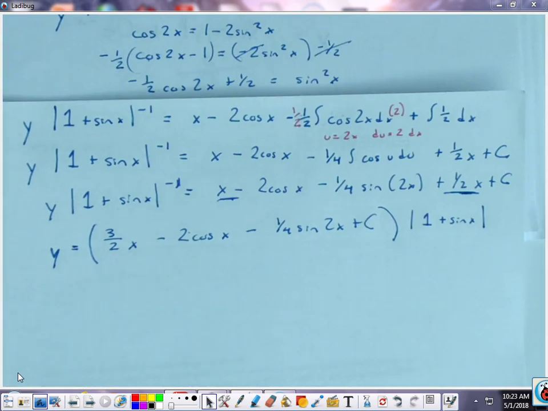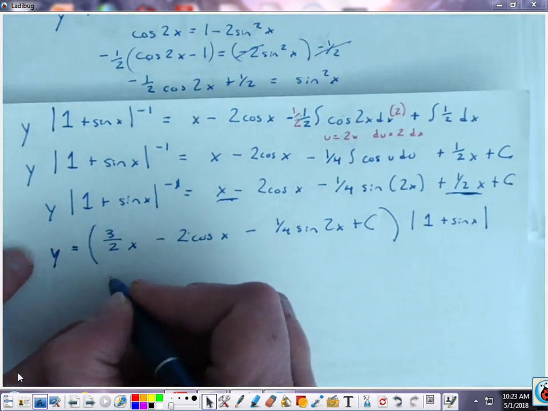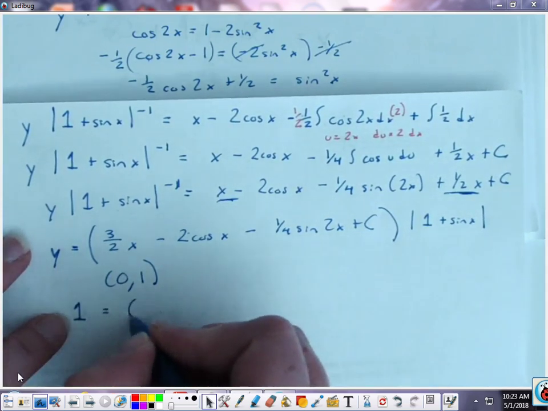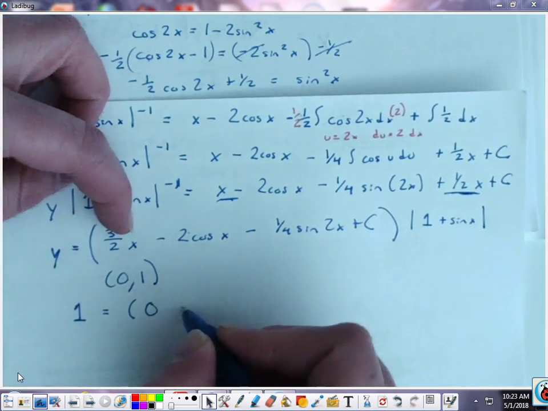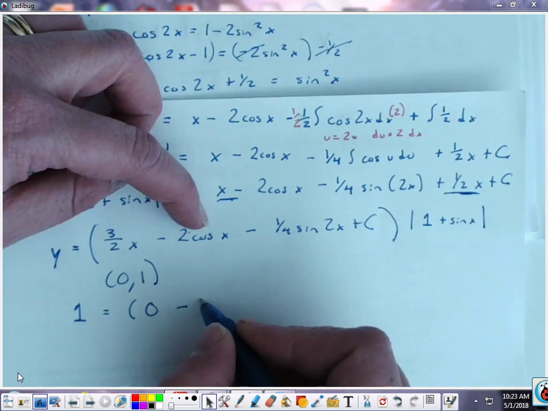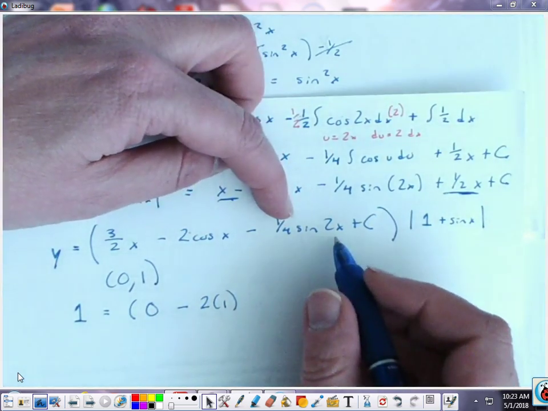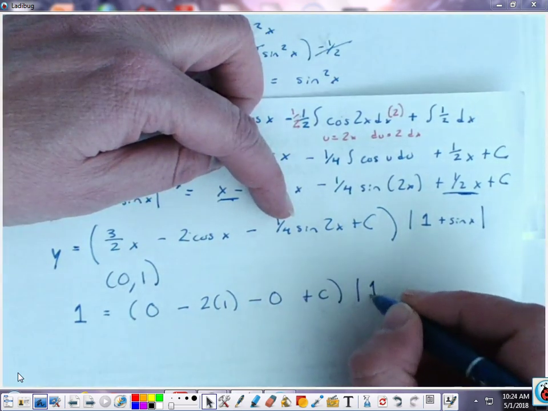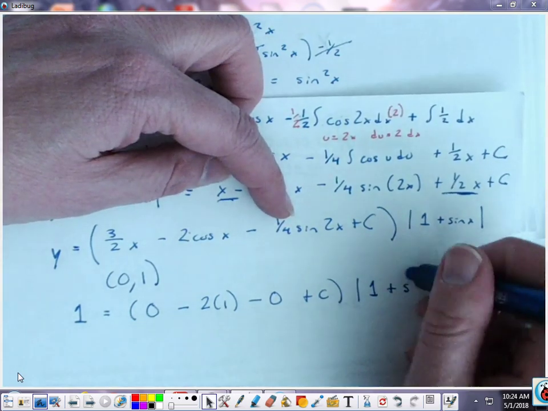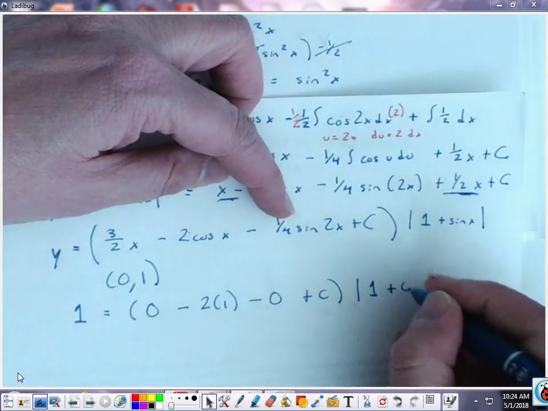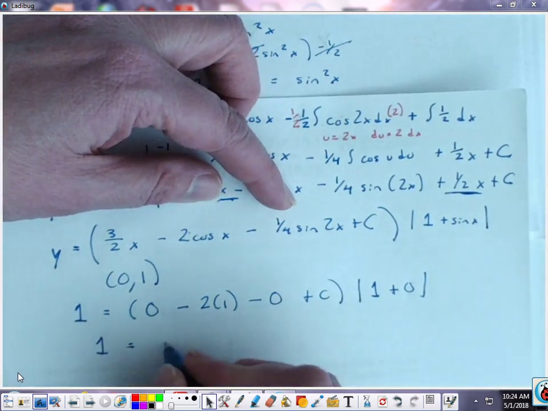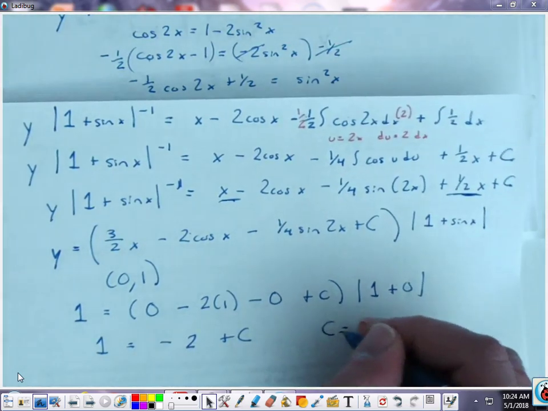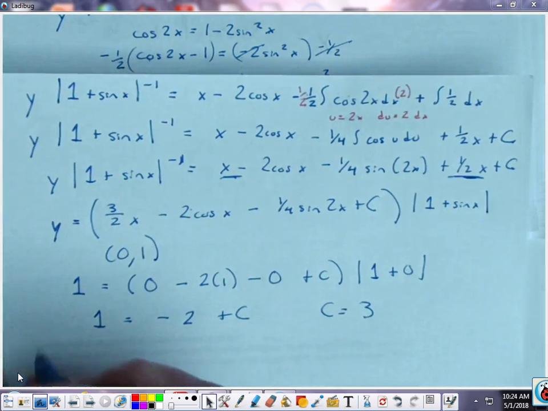And now you just put in your point. What's your point? 0, 1. Okay, so you get 1 equals, this would be 3/2 times 0. What's the cosine of 0? Okay. Minus 1/4 sine of 0, 0. And then times 1 plus the sine of 0. Okay. So that part doesn't matter. So we get negative 2 plus c times 1 if you want. C equals 3. So all we have to do is rewrite that.